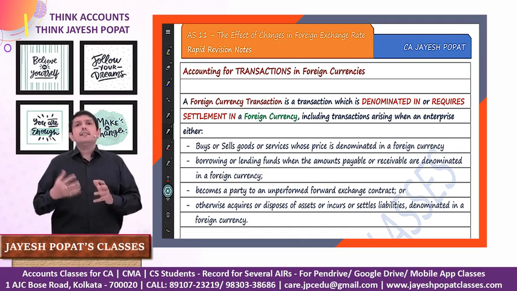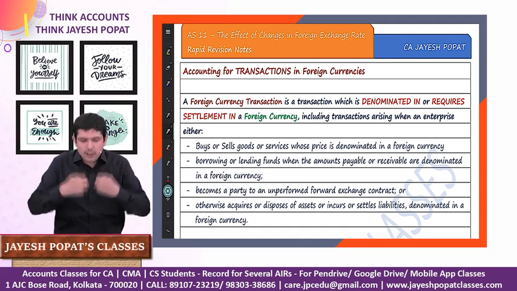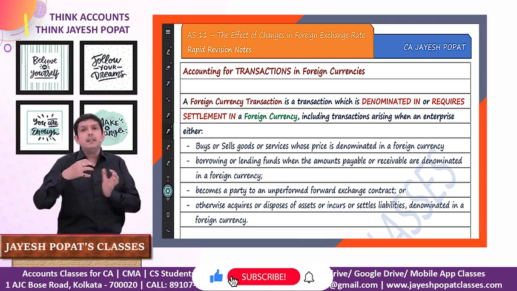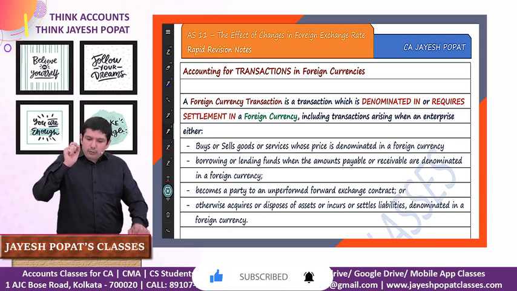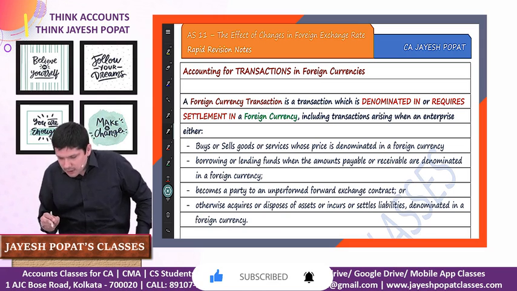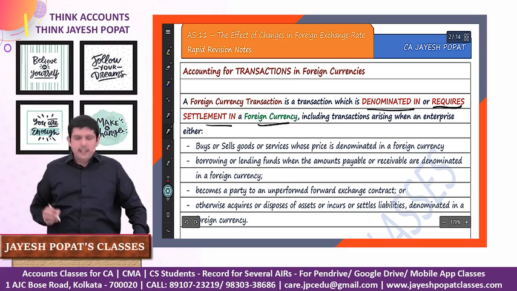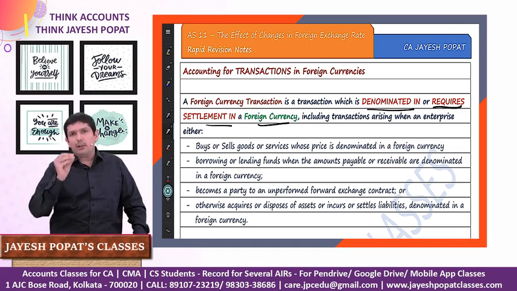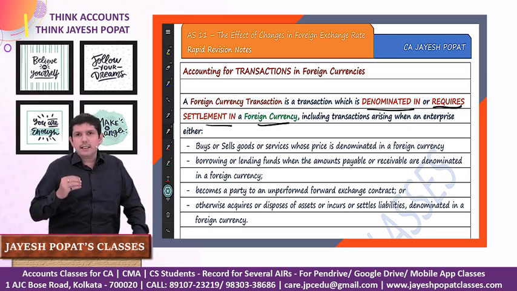Or maybe there is an asset or a liability, right? In relation to that asset, the money which we will receive will be in foreign currency, or in relation to that liability, the money which we will pay will be denominated in foreign currency. So a foreign currency transaction is a transaction which is denominated in or requires settlement in foreign currency. Any transactions which are denominated in foreign currency or which require settlement in foreign currency will be treated here.